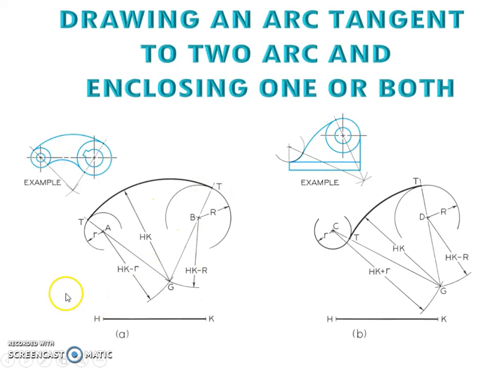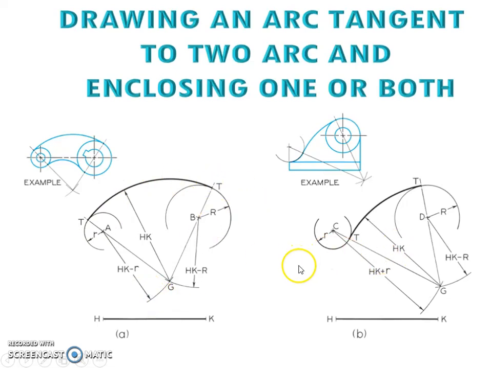You have to try it, and then you will understand why we have to subtract the R value. If we add, it will go beyond this area. If we just use HK, it will not connect this part; it will be over here. You can try, and you will see the difference.